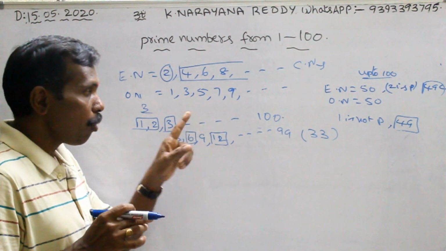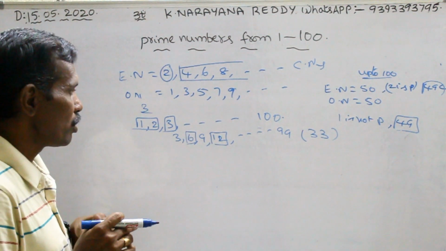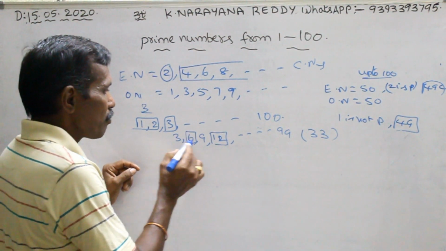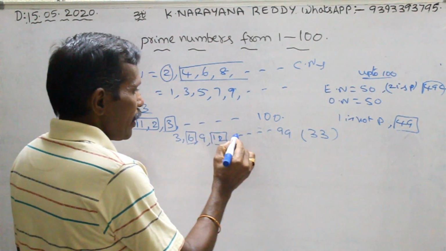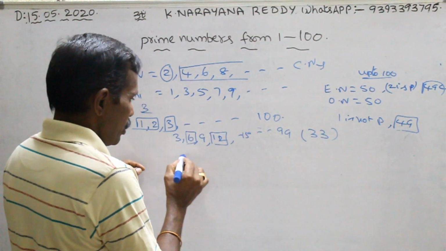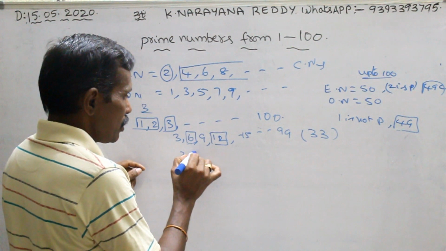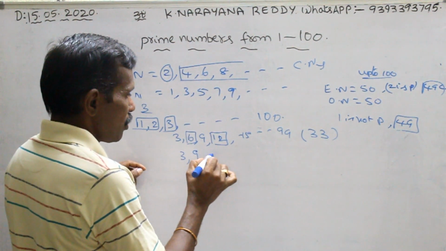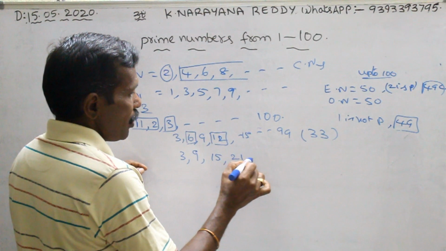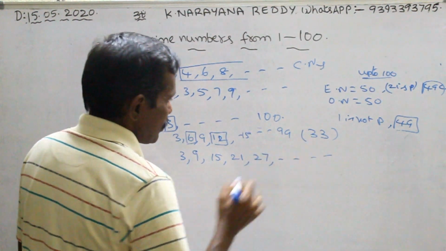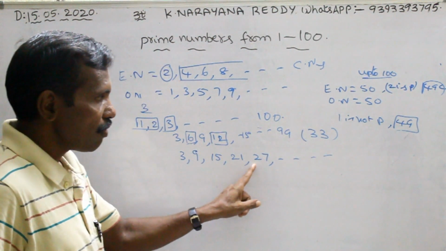Now leave the even numbers. How many odd numbers are there among the multiples of 3? Multiples of 3 means 3, 6. The next one is 15. I will write here 3, 9, 15, 21, 27, like that. So these are the multiples of 3 which are odd.